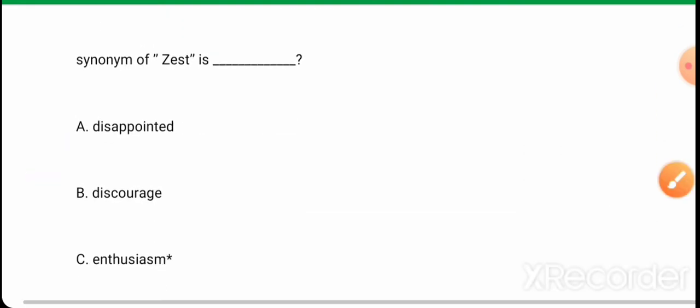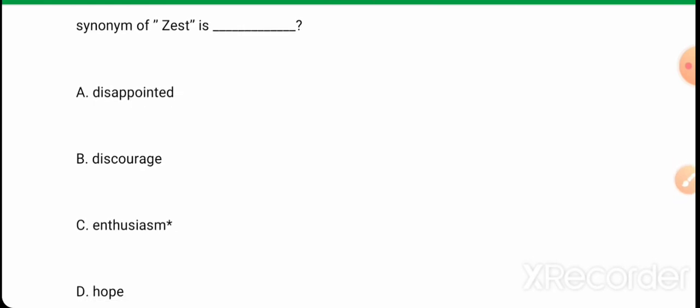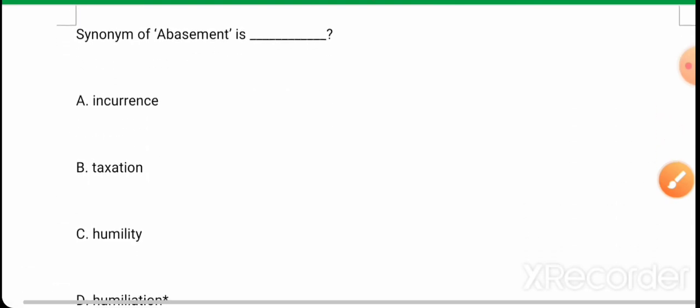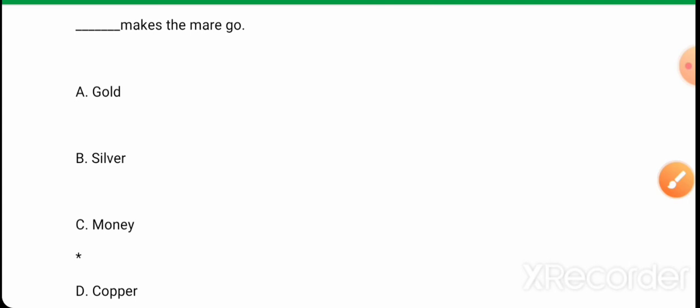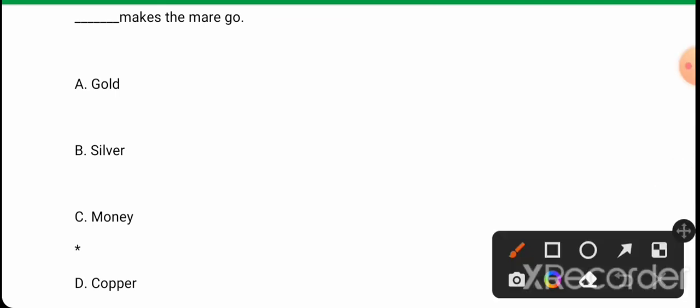Next question, synonym of zest, its answer is option C, enthusiasm. Next question, synonym of abasement is, its answer is option D, humiliation. Next question, dash makes the mare go, and the answer is option C, money makes mare go.